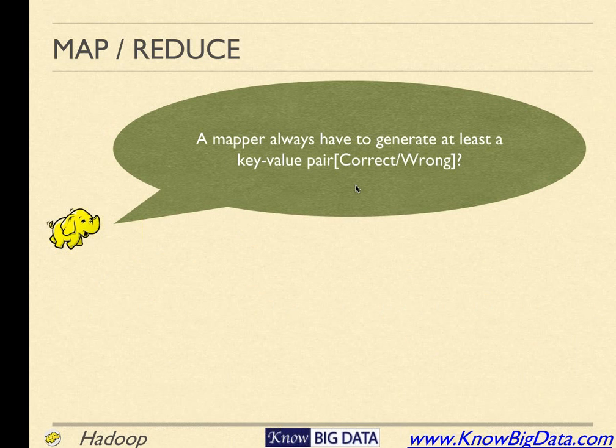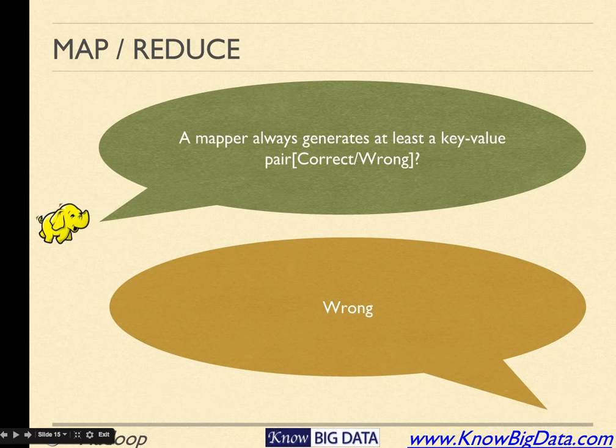A mapper always has to generate at least one key value pair. Anybody? So give an answer in correct and wrong because I might confuse it with the previous question. Correct. This is wrong. Why?